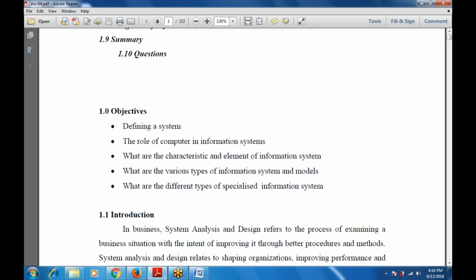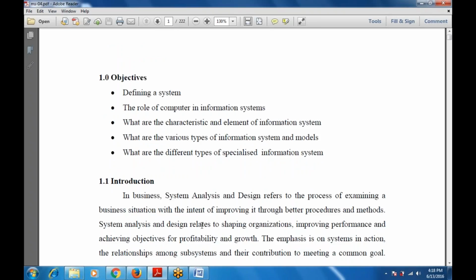So let's start with the introduction. It says that in business, system analysis and design refers to the process of examining a business condition with the intent of improving it through better procedures and methods. So this refers to the process of examining a business condition with the intent of improving it through better procedures and methods, that is, how to improve the procedures and methods used for system analysis and design.